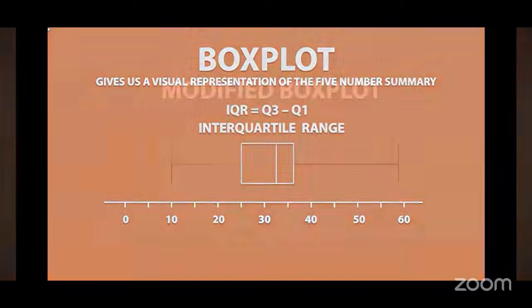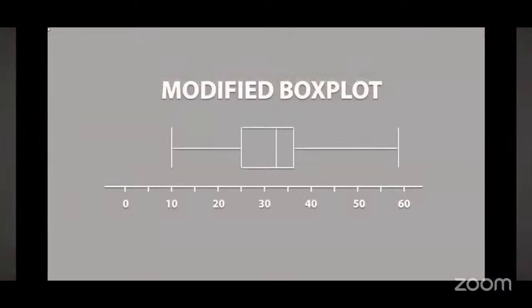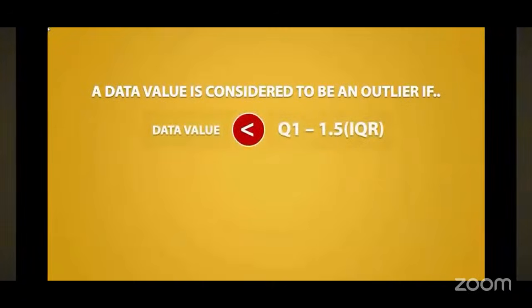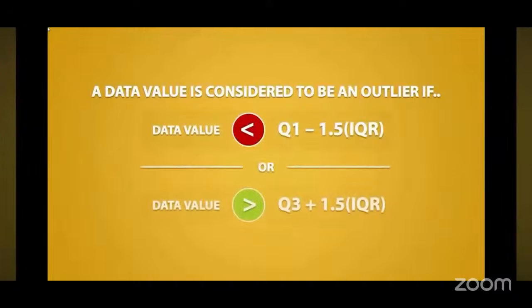We can also have something called a modified box plot. It's like a regular box plot, except it accounts for outliers. Sometimes outliers in a dataset aren't that obvious. However, we can mathematically check if a dataset has outliers in it. We say that a data value is considered to be an outlier if the data value is less than Q1 minus 1.5 times the IQR, or if the data value is greater than Q3 plus 1.5 times the IQR.